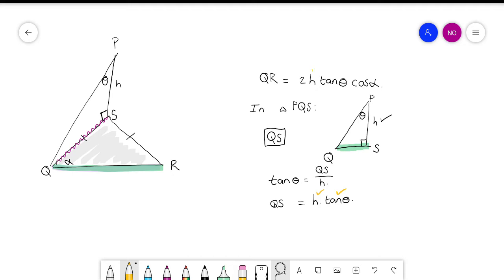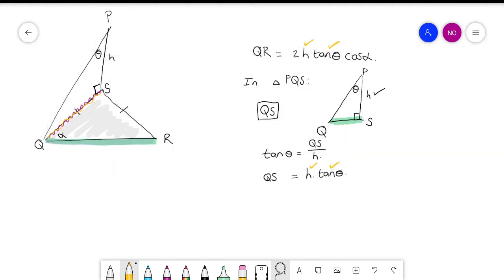Now what I always do when I'm busy with these is I sort of almost want to say check that I'm on the right path. Sien julle die H en die tan theta is in my antwoord. Okay, so it makes sense that I have them already. Okay, now I have this side QS in terms of H and theta. So now I'm going to move into the bottom triangle.